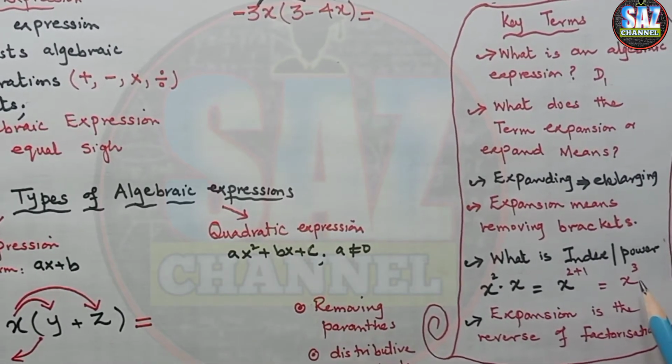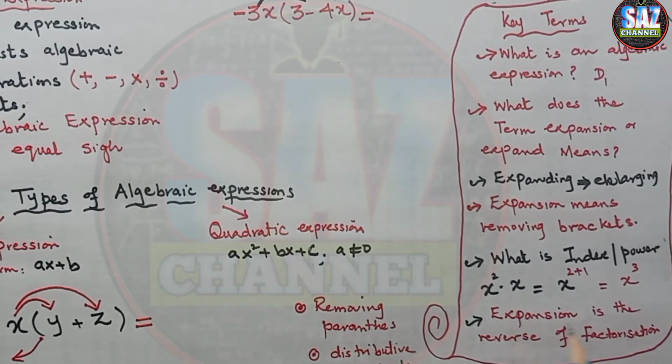And index tells us how many times that number is multiplied by itself. And then coming to the last point, expansion is the reverse of factorization. Let's move to the actual lesson.